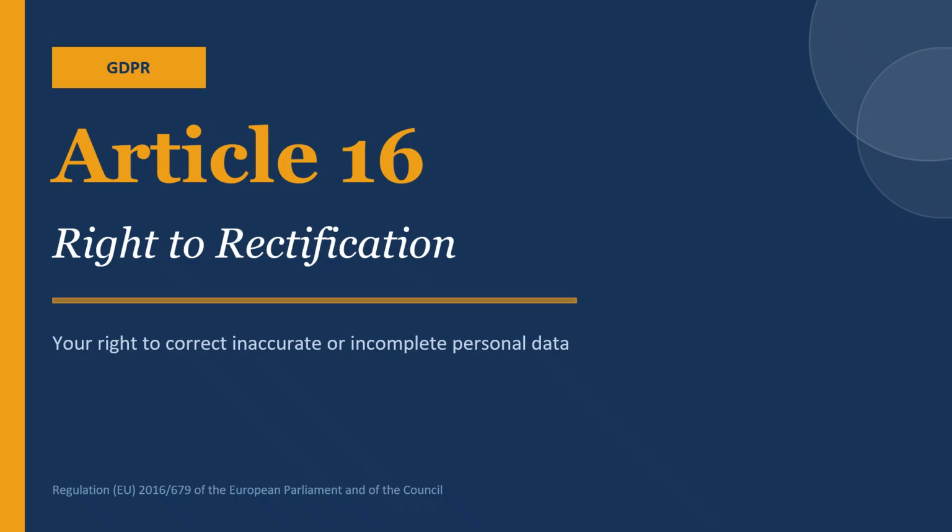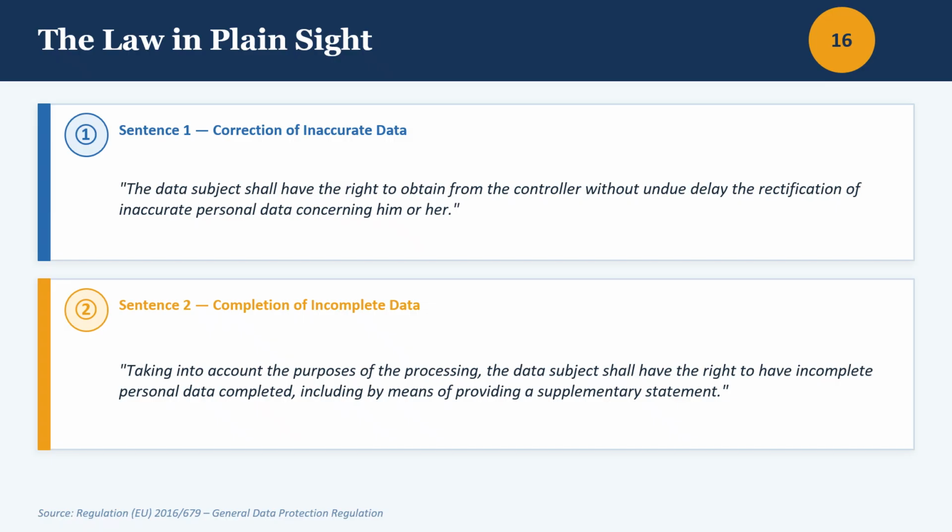In this video, we're going to break down exactly what this article says, what it means in plain English, and walk through some real-life examples so you can understand when and how this right applies to you. Okay, so let's start with the actual legal text, because Article 16 is very short, just 2 sentences. Sentence 1: The data subject shall have the right to obtain from the controller, without undue delay, the rectification of inaccurate personal data concerning him or her.